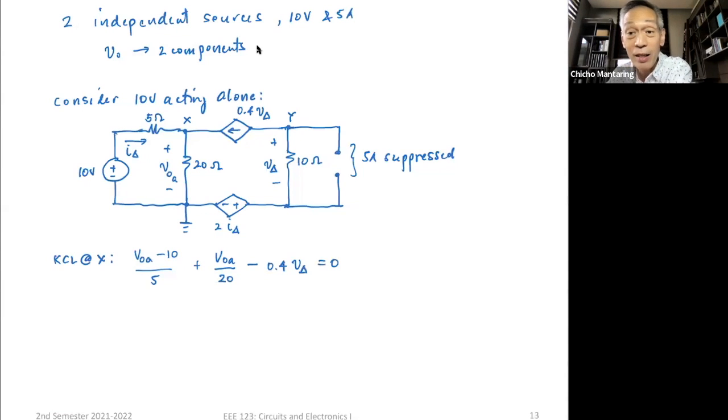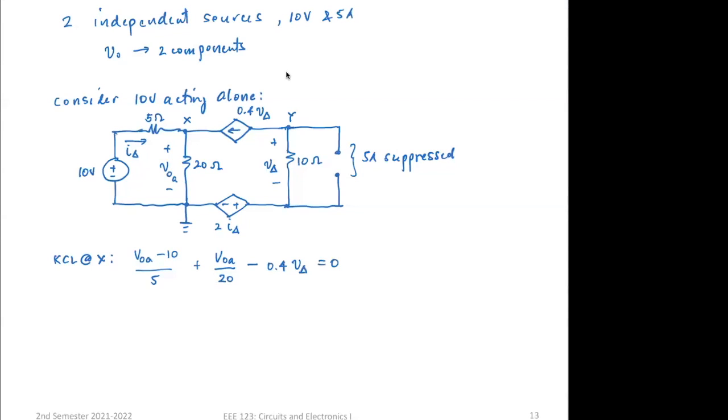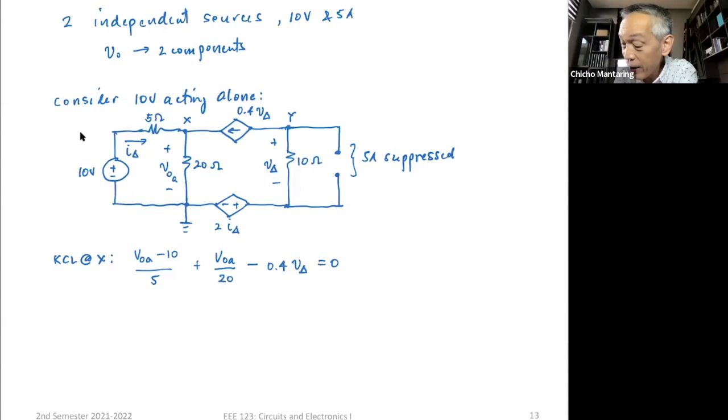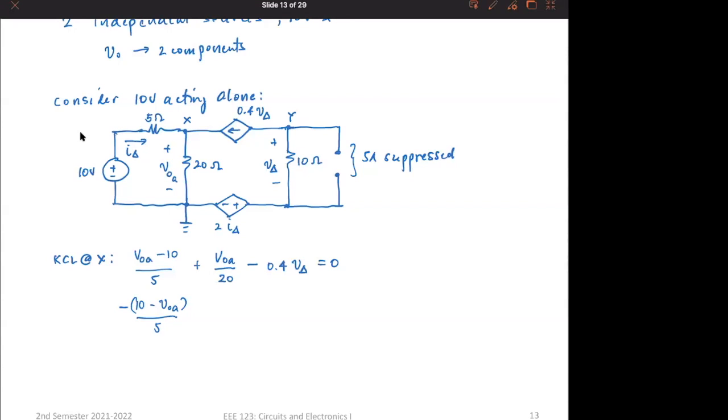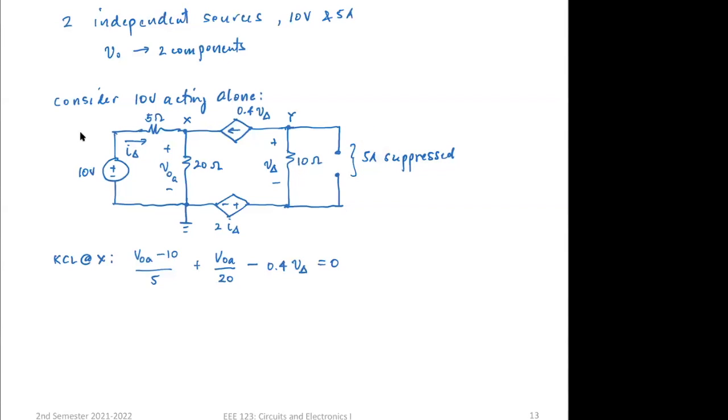KCL at X. Any question? Sir, I just want to ask. If we follow the current direction of I delta, and write 10 minus V of O of A over 5, will the answer be the same? Yes. Because if you follow the direction of I delta, what will the sign be? This is going to be minus, because it is entering the node, not leaving. So it becomes minus, 10 minus V of O of A over 5. The two are the same. Okay, so that is the KCL at X.